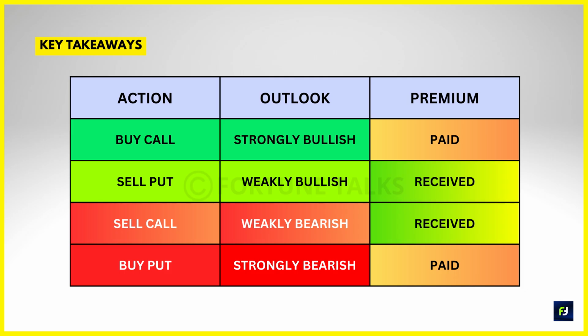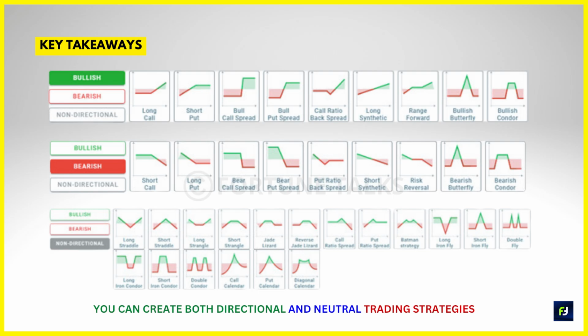And finally, you can buy a put option when you are strongly bearish about the market. You expect the prices to drop significantly. With these four variants of options, a trader can create multiple combinations and also create numerous strategies for different market conditions.